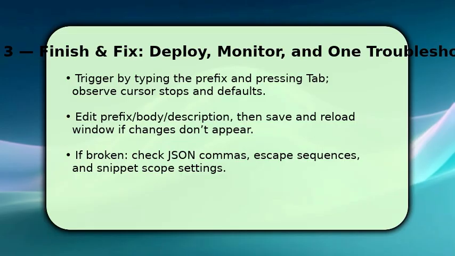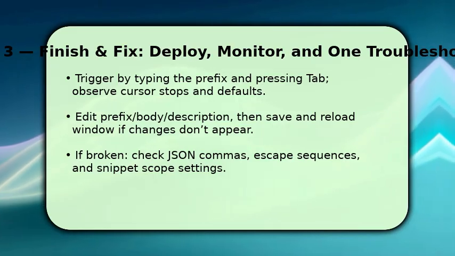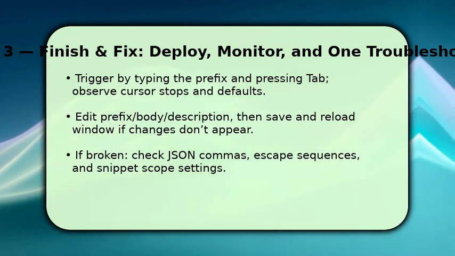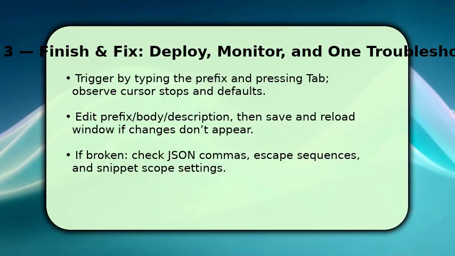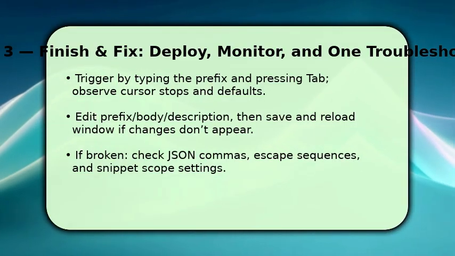The final step is to test the snippet. Type its prefix in the matching language and press tab to expand. You'll see tab stops and placeholders in order. Make adjustments to body lines, defaults, or choice fields as needed and save. If changes don't appear immediately, reload the window.